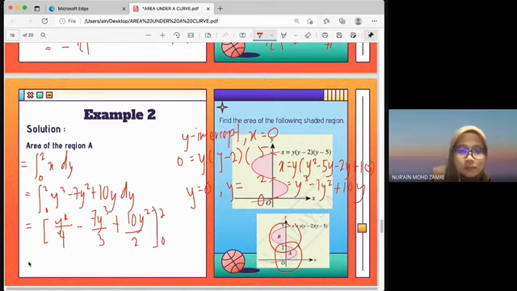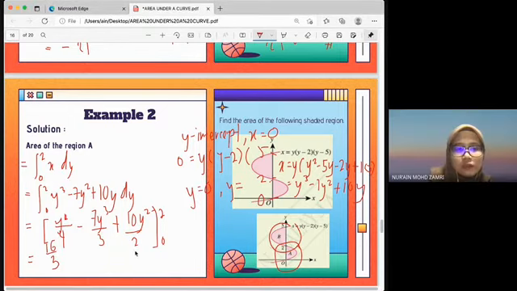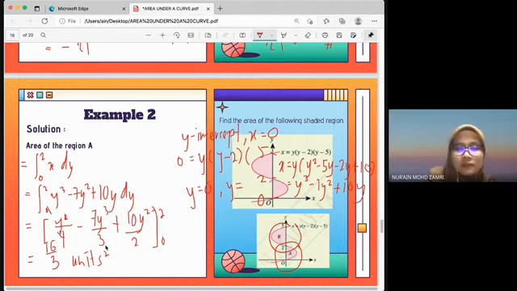And then you can just substitute the upper limit minus the lower limit. And what you will get, students, take your time to calculate it. Anyone? You will get 16 over 3. Is it correct? Yes, teacher. So the area of the region A is 16 over 3 unit square.